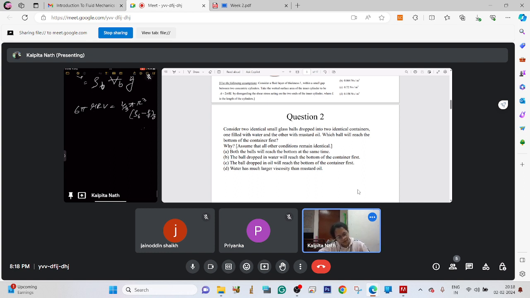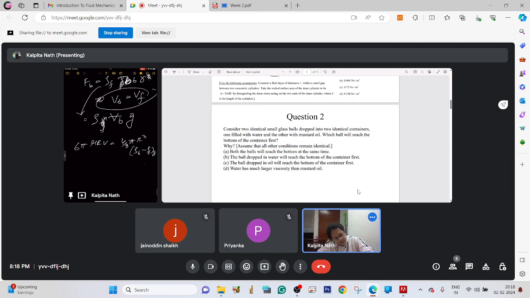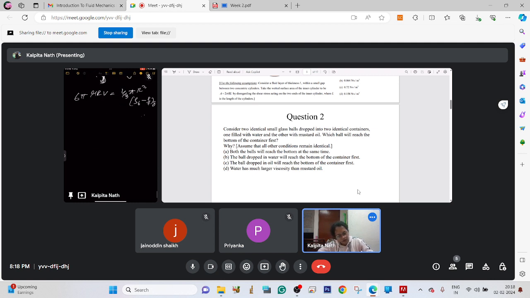Just one second. Sorry, this will be fluid, this will be for fluid. Yeah, so if we write this, we can write velocity as 2 by 9 r square, rho b minus rho f, g upon mu. That is velocity. If we take the others as constant, velocity is inversely proportional to mu.